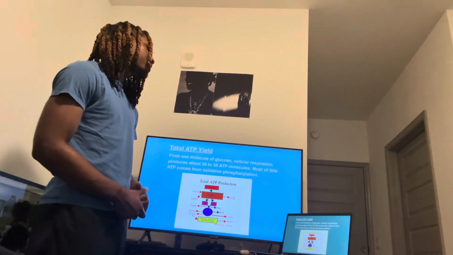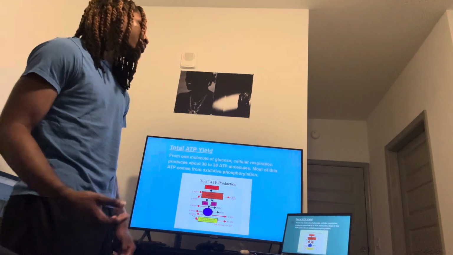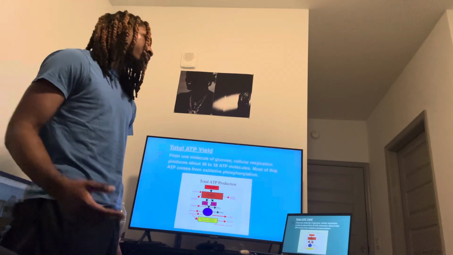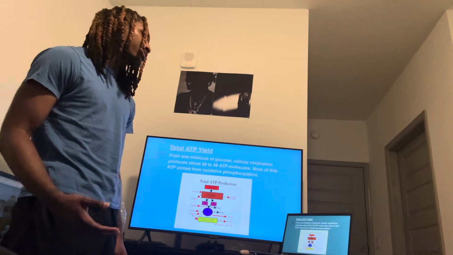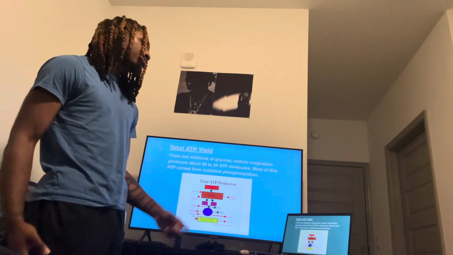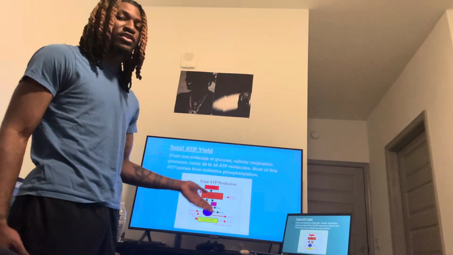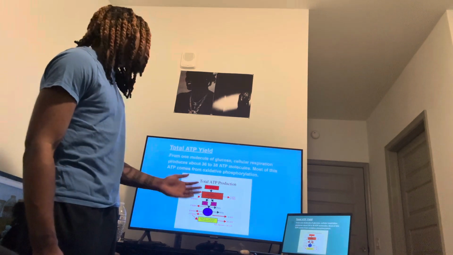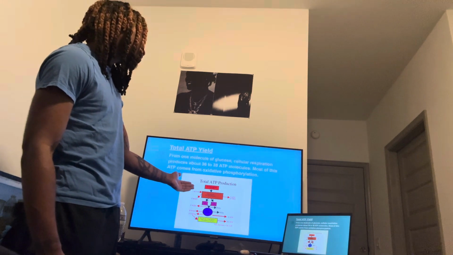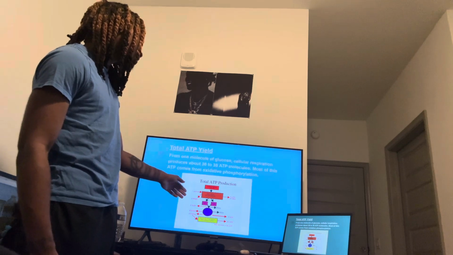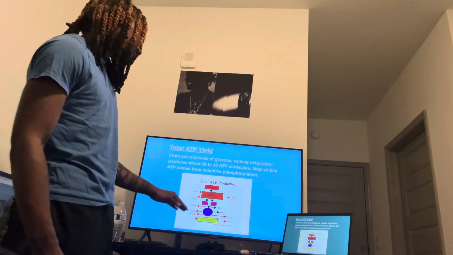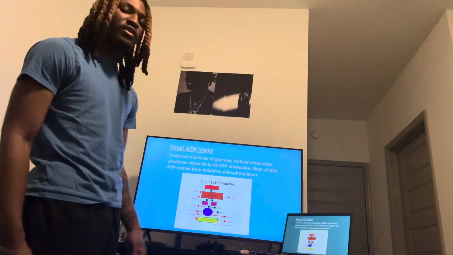As for the total ATP yield from one molecule of glucose, cellular respiration produces about 36 to 38 ATP molecules. Most of this ATP comes from the oxidative phosphorylation, which I just explained in the final stage. And here's a diagram that shows the production of ATP in a model, showing the conversions from everything into ATP.